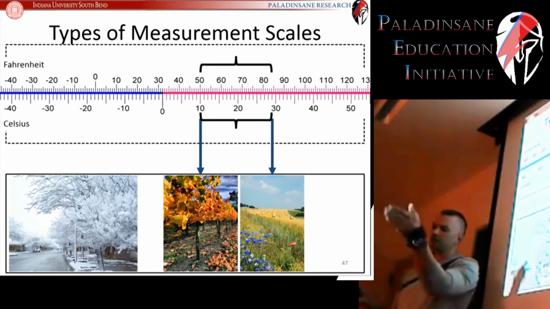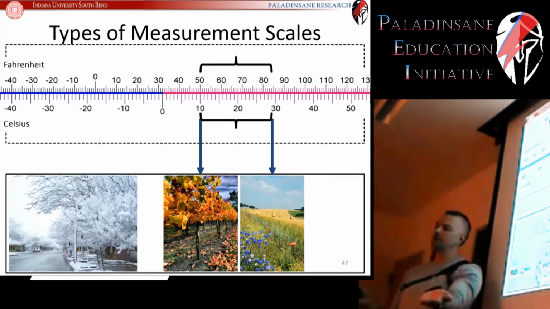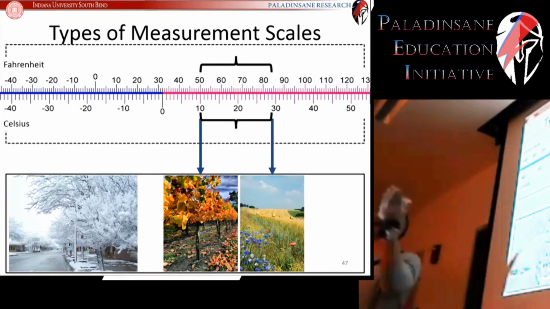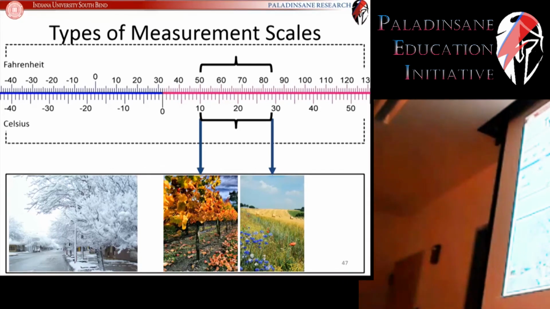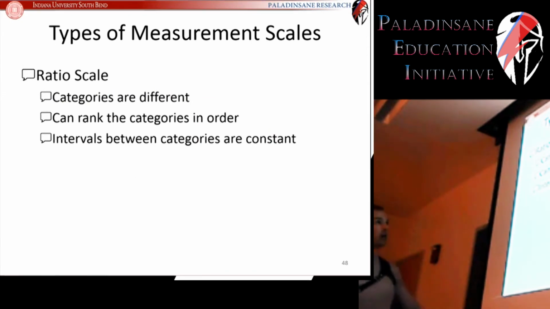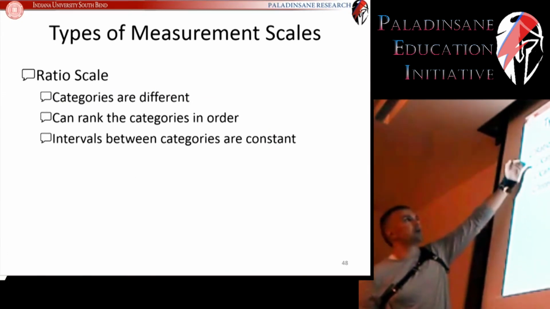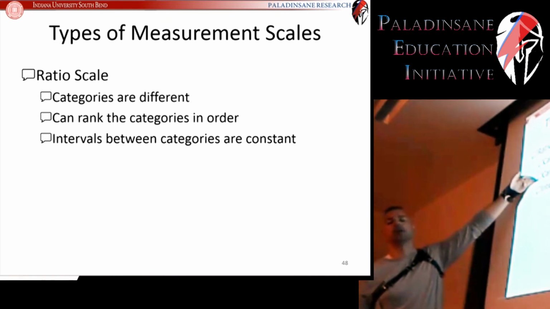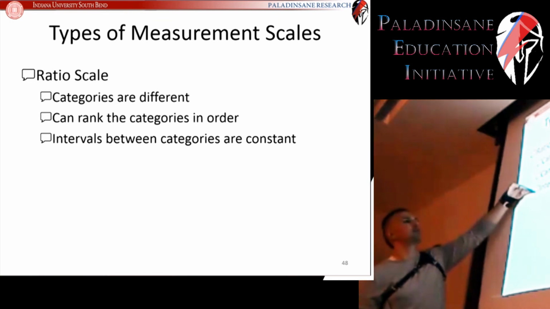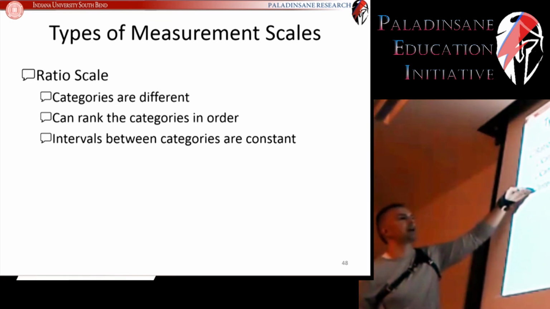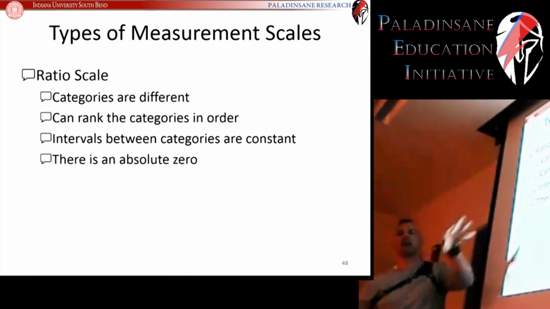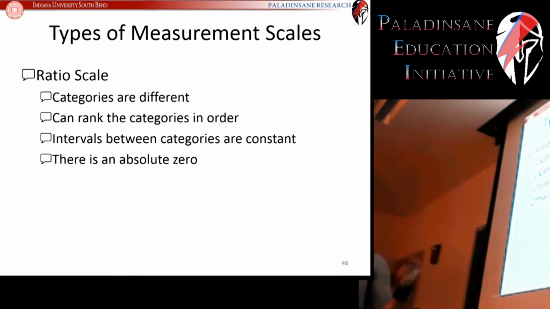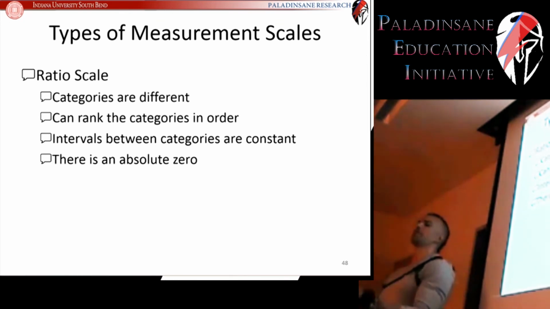So notice they came to an agreement on the average because you're allowed to do that in the scales. They could not come to an agreement on the ratios because you cannot do that in an interval scale. You want to do ratios, you got to go to a ratio scale. So a ratio scale, most powerful one we got, categories are different, just like every other scale. Can rank the categories in order, just like the ordinal and interval scales. Intervals between categories are constant, just like the interval scale. It's got one more thing, there is an absolute 0. That's the last piece that we need for the ratio scale. And once you have that absolute 0, you can do all the math you want.